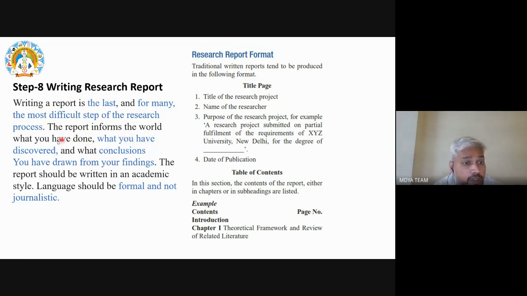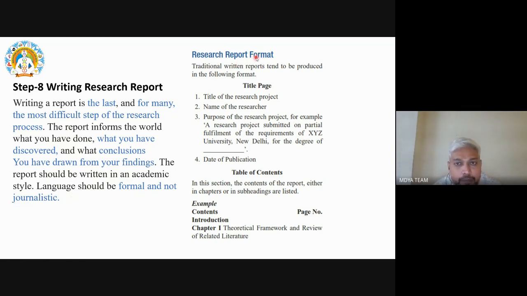The report informs the world what you have done. The thesis which you submit is the work through which you inform the world what you have done, what you have discovered, and what conclusions you have drawn from your findings. The report should be written in an academic style. Language should be formal, not journalistic. We do not use press media type of language, right?